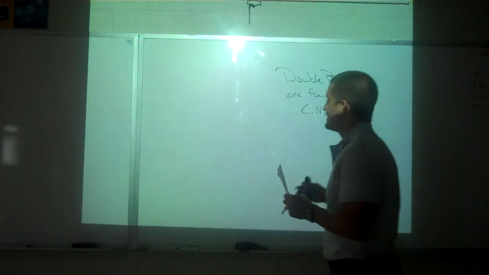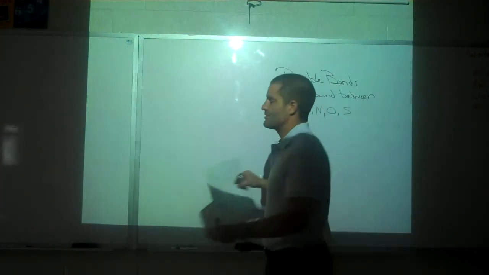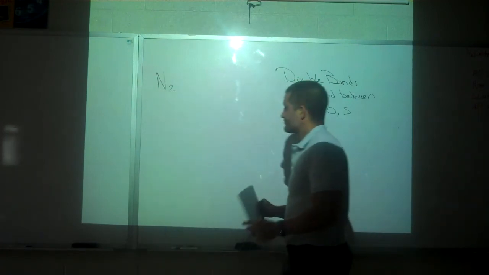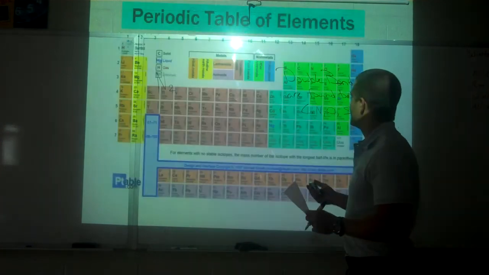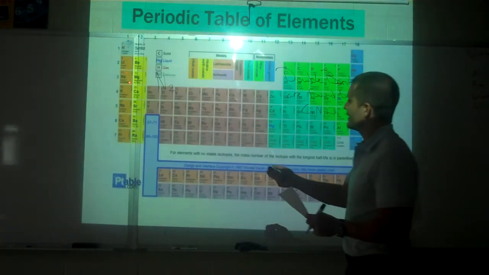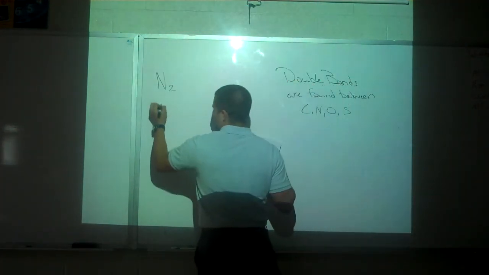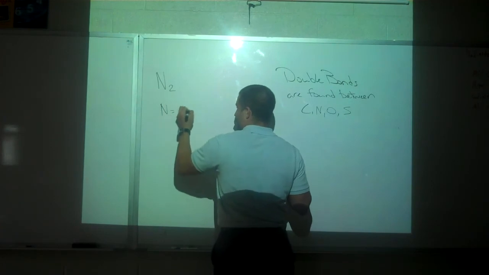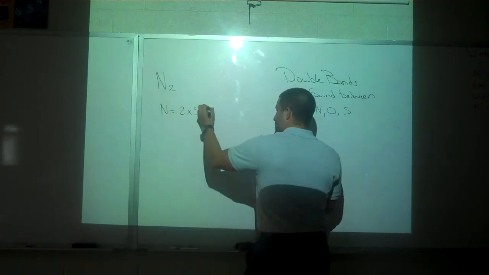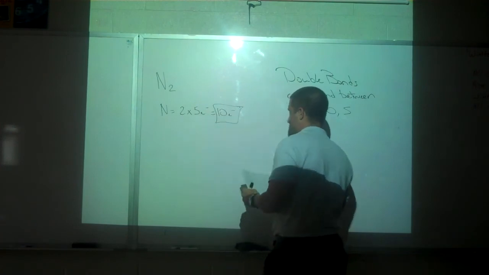Now, the diatomic molecule that makes up 78% of our atmosphere, you guys said nitrogen. Very good. So, let's do it. Nitrogen has 1, 2, 3, 4, 5 valence electrons. We have 2 of them, 5 valence electrons each, that's going to equal 10 electrons. So that's what we should get when you're done at the very end, correct?